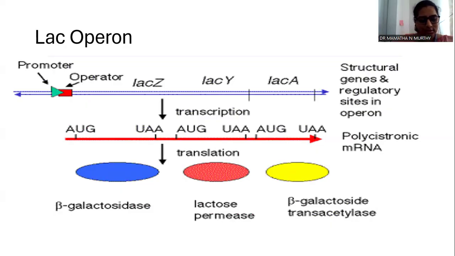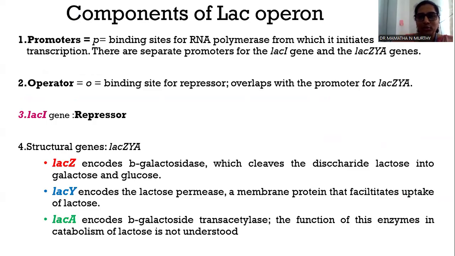The lac operon is an operon model where the genes code for different enzymes which are involved in lactose metabolism. The main components of the lac operon include the promoter region, the operator region, and three structural genes called lacZ, lacY, and lacA. The promoter region is the sequence where the RNA polymerase can bind and initiate the transcription process.